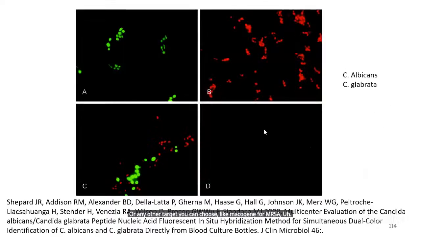This one is PNA FISH. You see the intact cell is giving fluorescence. This green one is Candida albicans. This red one is Candida glabrata. This is from a positive blood culture bottle. And in this, you can see both of them. And in this, none of the target is present.